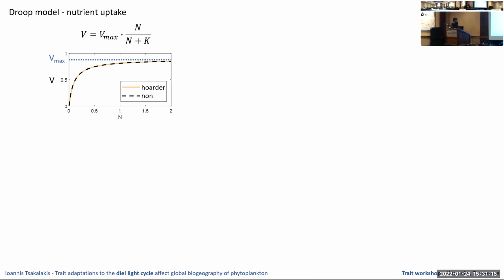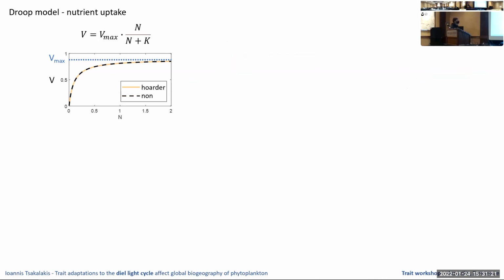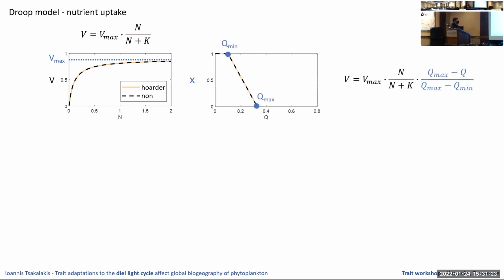Now, the uptake part of the model, which is the simplest version of Droop, is like this. If we want to tell the species to continue taking nutrients until you fill your quota, the maximum quota, we need to multiply it with this term here, the blue term there on the left. And when we multiply these two in the model, actually we use this function. And we say, okay, you uptake nutrients until you reach the Qmax.